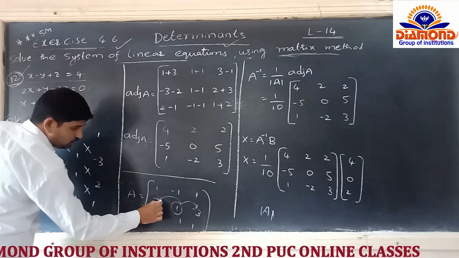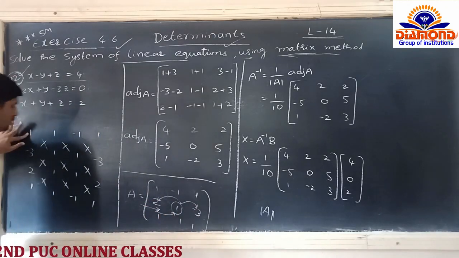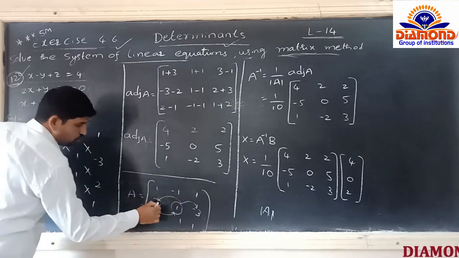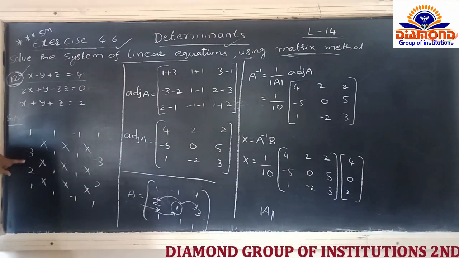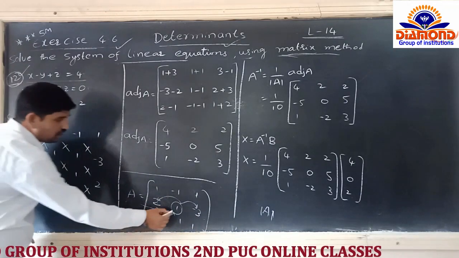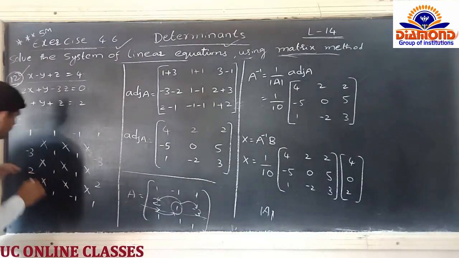Next we have to write plus 2. Then we have to write again 1. So 1, minus 3, 2, again 1. See, 1, minus 3, 2, 1. But how are we writing that? This is the row, but we are writing it in a column.